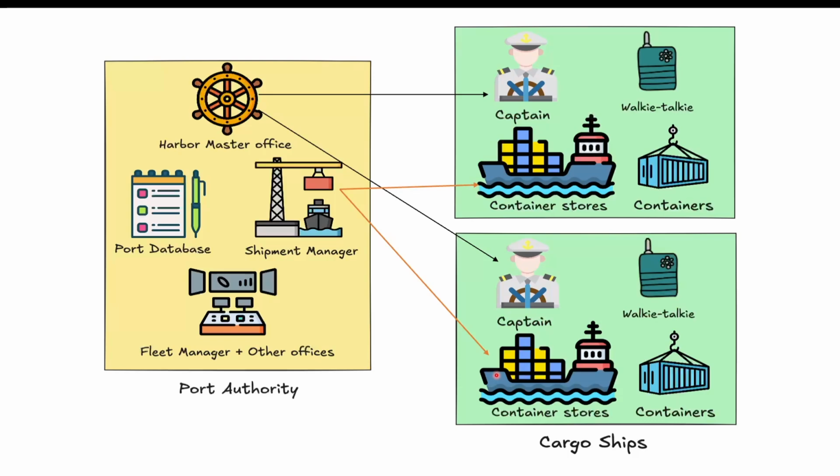the entire storage facilities where you can place your goods and containers and let it go to the destination. So that is needed, and also the ship needs to communicate with the port authority, as well as, if needed, one cargo ship can communicate with another cargo ship with the help of proper communication channels. So this analogy helps you understand how Kubernetes operates.